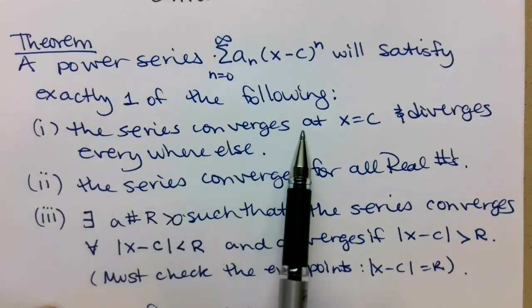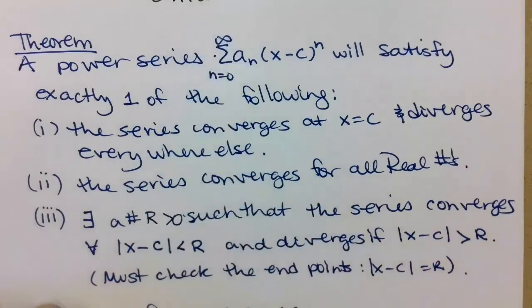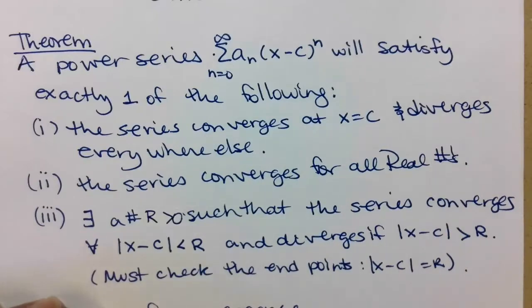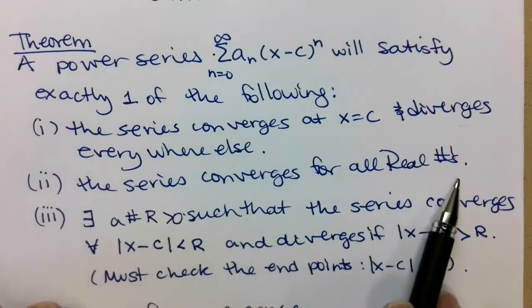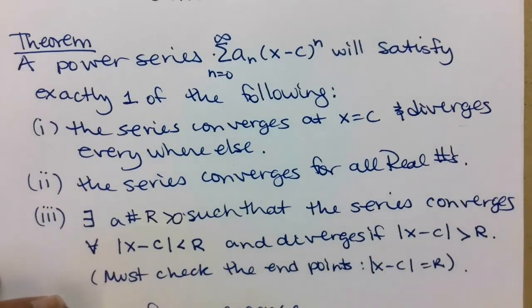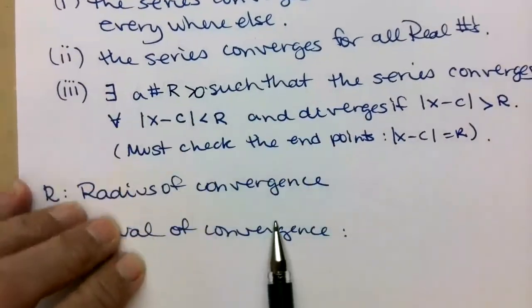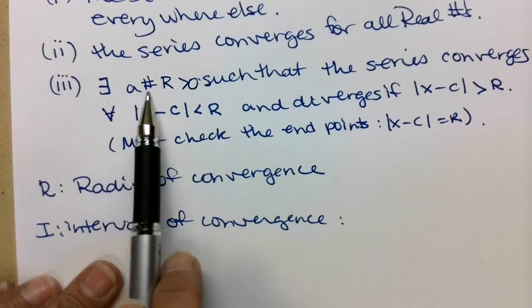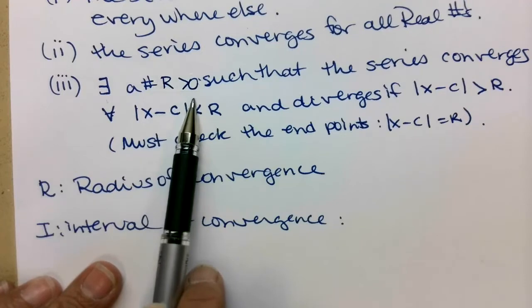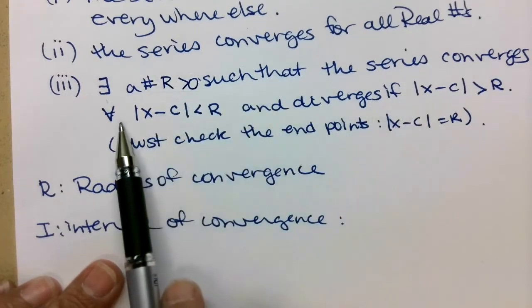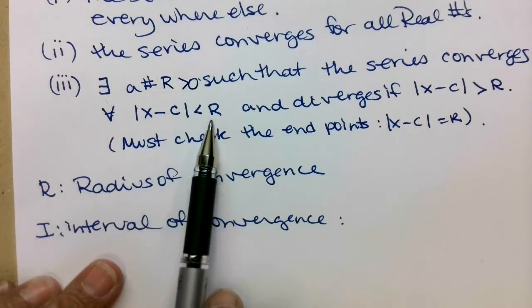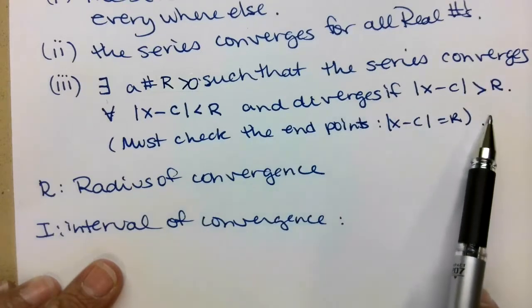So the series might converge only at x equals c, so only at the center. That this one position is the only place that it's not infinite, okay? And it diverges everywhere else. It might converge for all real numbers. There are some series that just do that. And the part where we get to do some work this time is this third case. So remember our backwards e, there exists a real number r that's positive such that the series converges for all x minus c's absolute value that are less than r, and diverges if you're outside of that range.